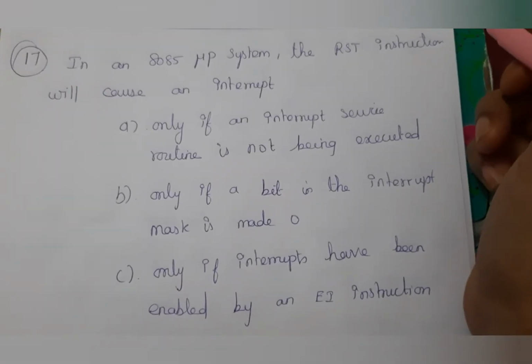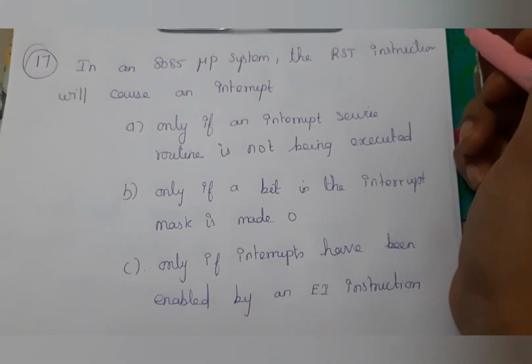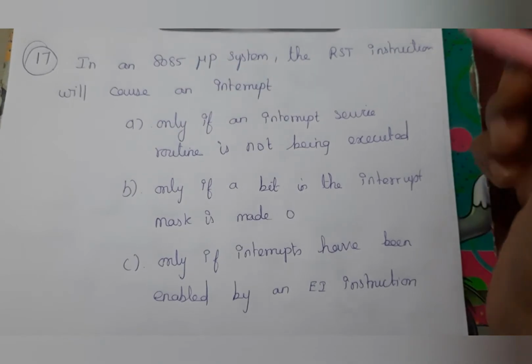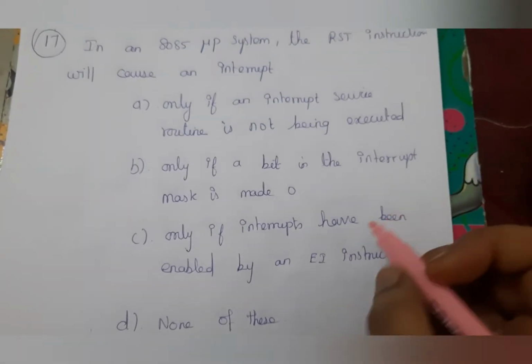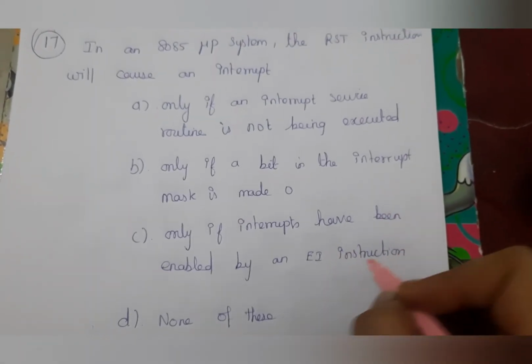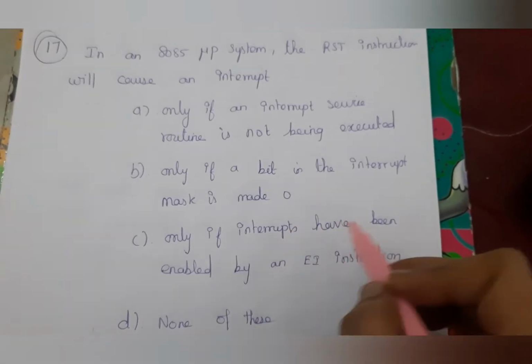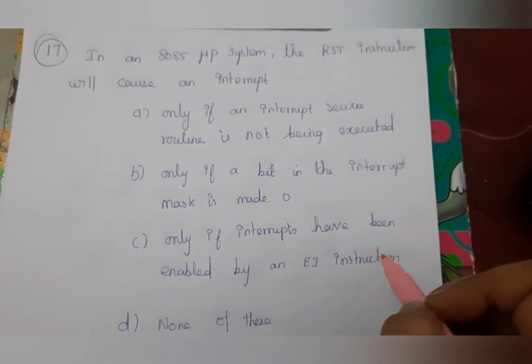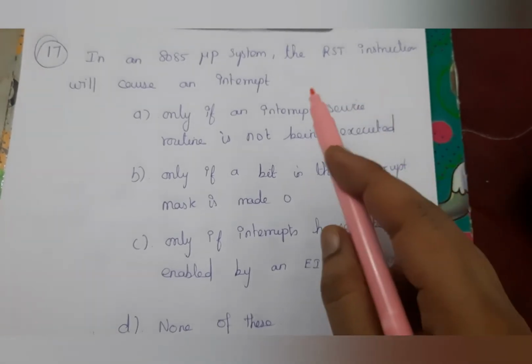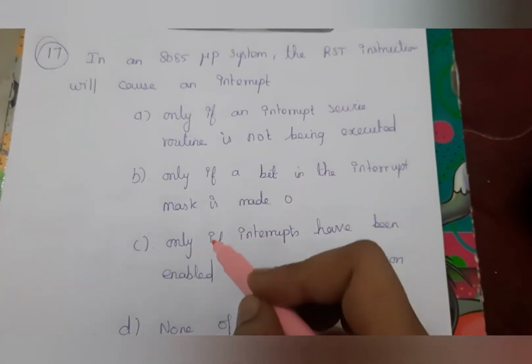Next question, in an 8085 microprocessor system, the RST instruction will cause an interrupt only if the interrupts have been enabled by an EI instruction, the enable interrupt instruction. Only if interrupts have been enabled by an EI instruction will the RST instruction cause an interrupt. So here the answer is C.